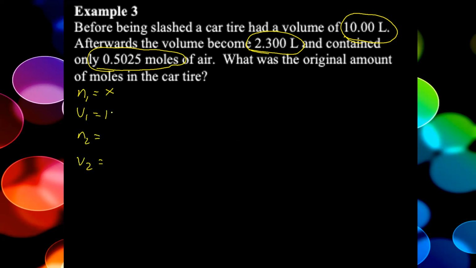I see liters, so I'm going to put 10 liters as V1. That was the original size of the car tire. I have a new size of the car tire as 2.300 liters, and my new moles, 0.5025 moles, there we go. All right, so N1 V1 equals N2 V2.